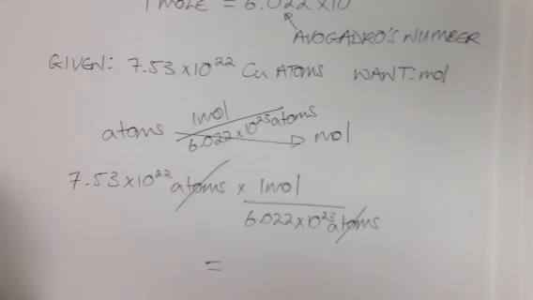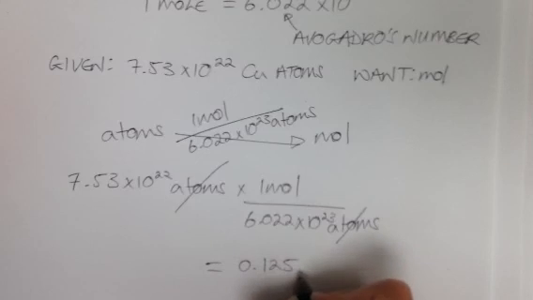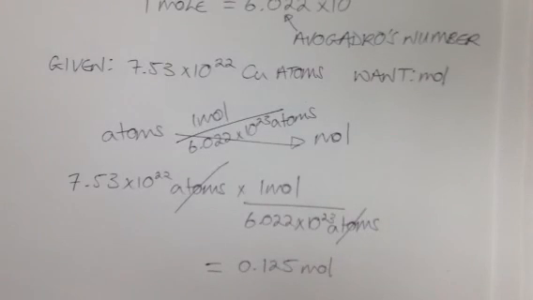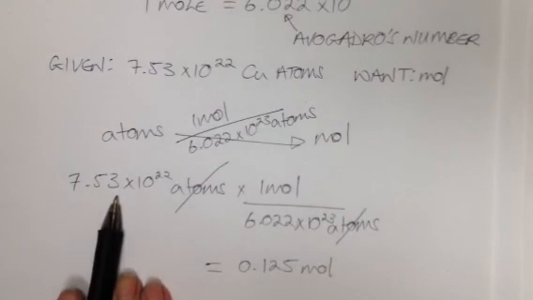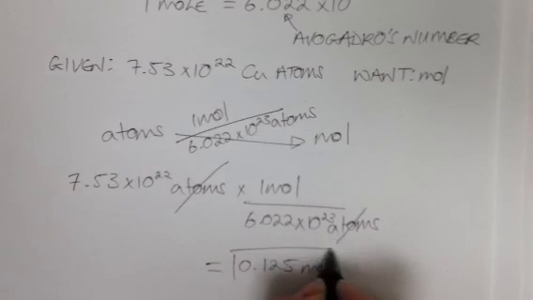Okay, so in my calculator I've got 7.53 EE22 divided by 6.022 EE23 equals, and my answer is 0.125 moles. And we have 3 sig figs in our answer because we have 3 sig figs in our given quantity and 4 sig figs in Avogadro's number. So we're going to round to 3 sig figs.